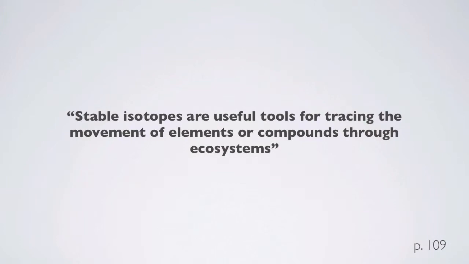Stable isotopes are useful tools for tracing the movement of elements or compounds through ecosystems. In this course, we're going to talk about stable isotopes for water, so hydrogen and oxygen. We'll talk about how we use stable isotopes of carbon and also nitrogen. So here, let's do water. Part of the reason that people look at the isotopic composition of water is that it tells you a little bit about the source of water to ecosystems.